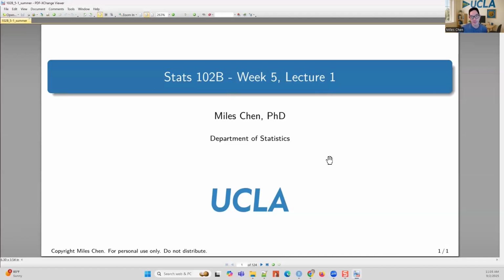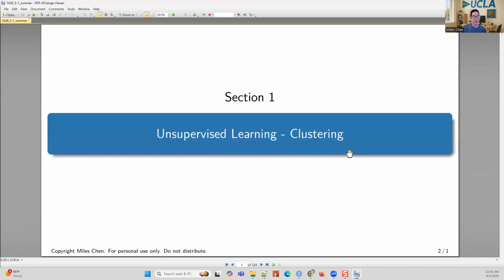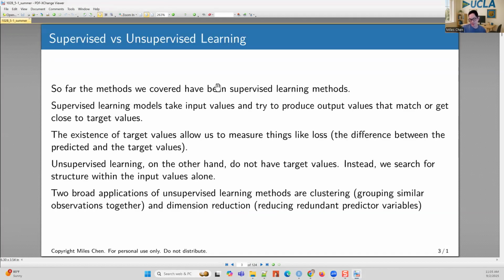All right. Okay. So, today we are going to cover unsupervised learning, and this covers clustering and other things in this umbrella of unsupervised learning.